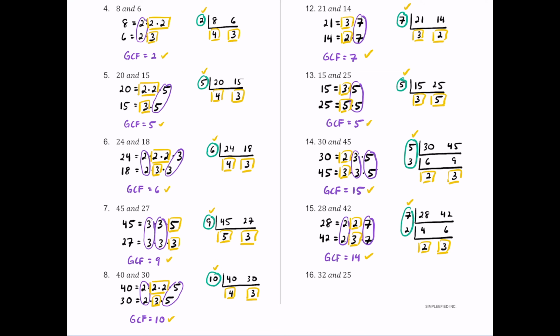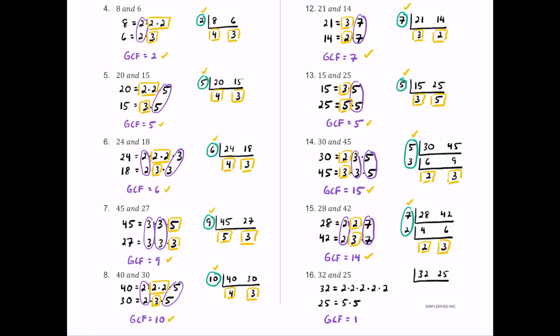For 16, we have 32 and 25. So 32 breaks down into 2 times 2 times 2 times 2 times 2. And then 25 breaks into just 5 times 5. All right, so they have nothing in common here. So what do you remember from earlier? Hopefully you can remember that if they have nothing in common, we should say the GCF is equal to 1.